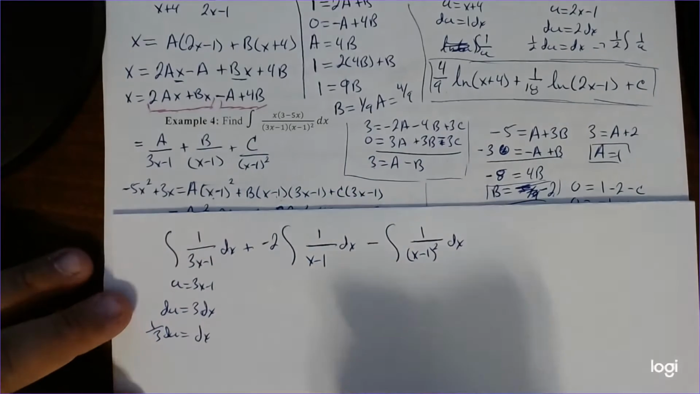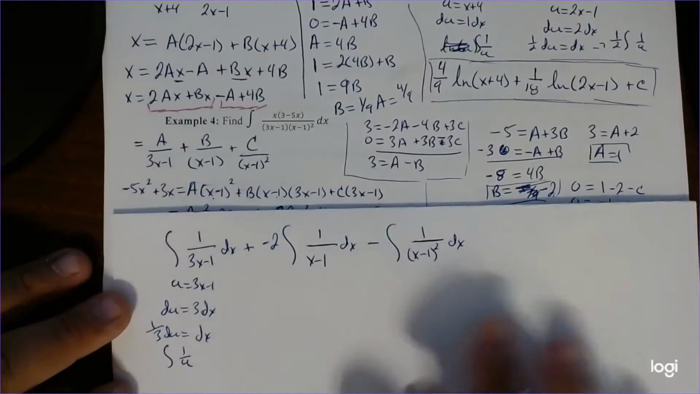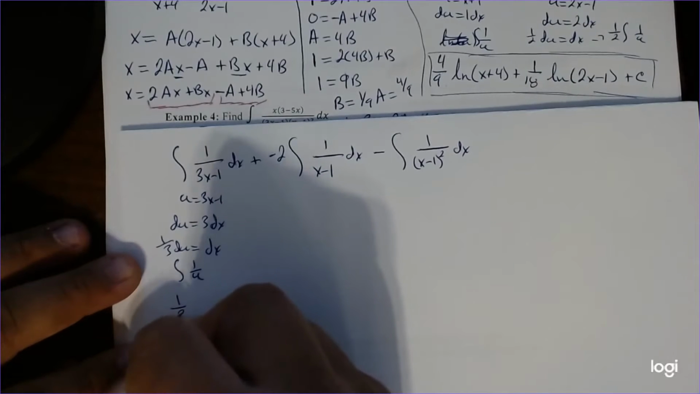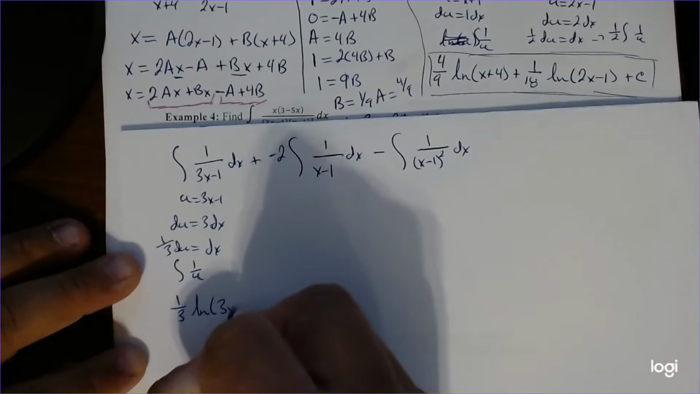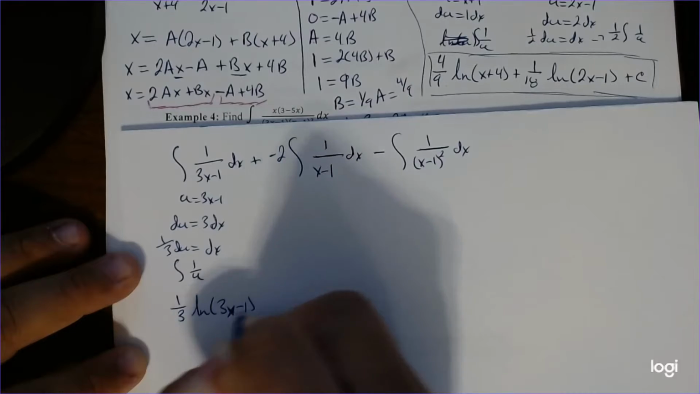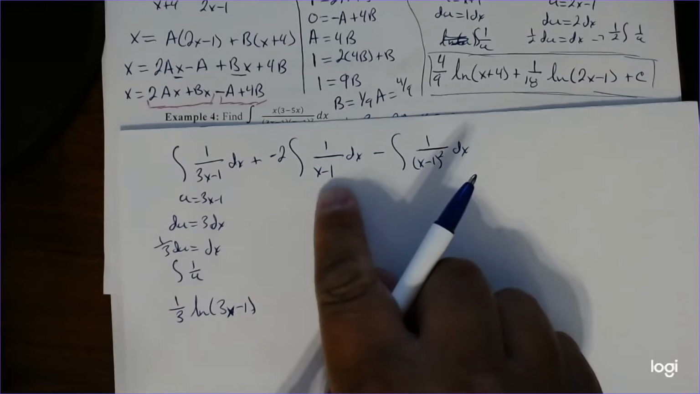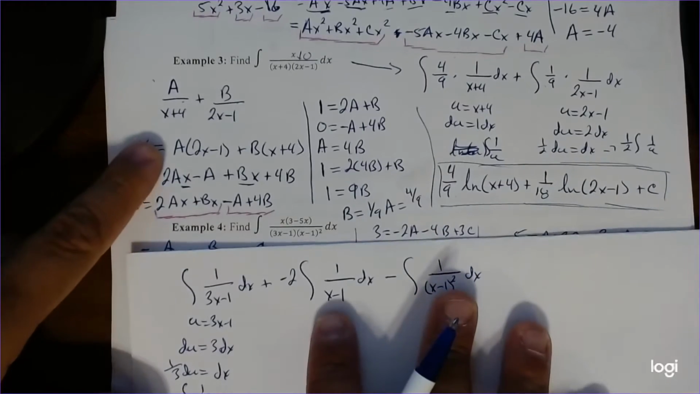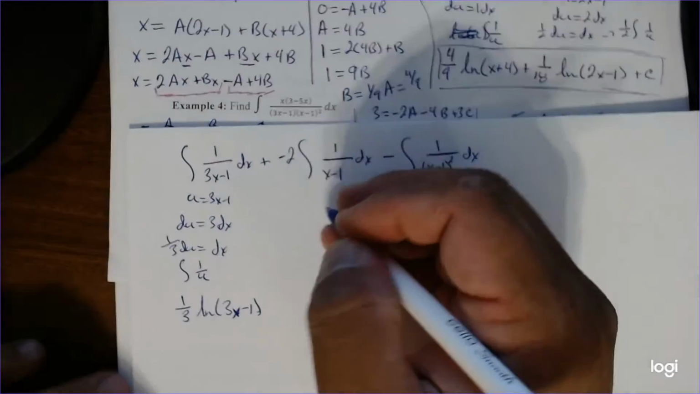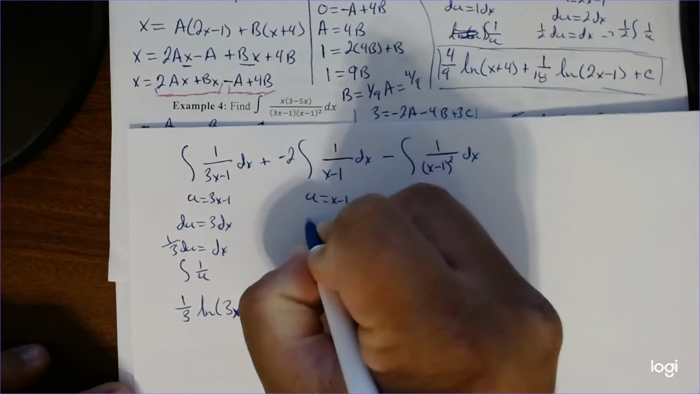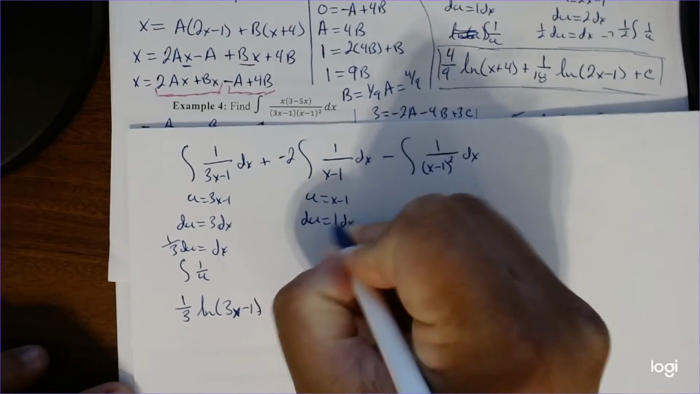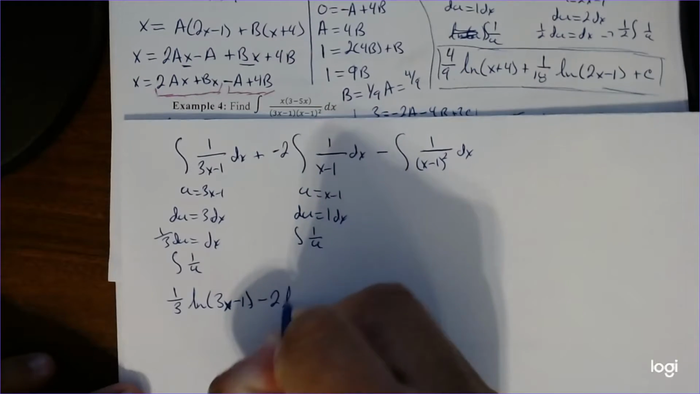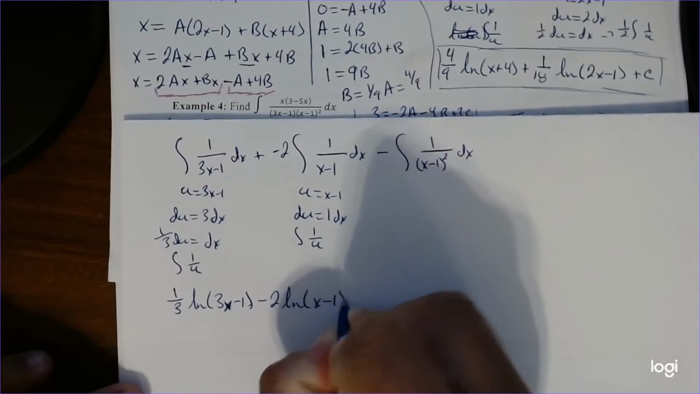So again, this is natural log, integral of 1 over u. So this first process is going to give you 1/3 natural log of 3x minus 1. And you can kind of guess, we did this earlier, kind of like the last example. It's going to be the same thing. Let u equal that. So therefore, du is equal to 1 dx. So again, it's integral of 1 over u. So minus 2 natural log of x minus 1.